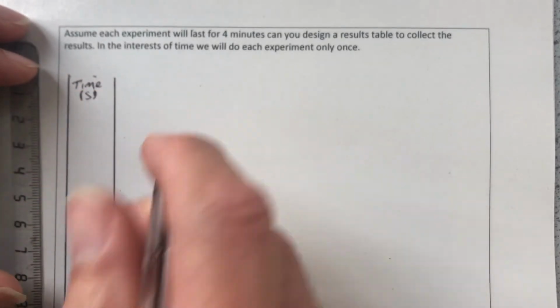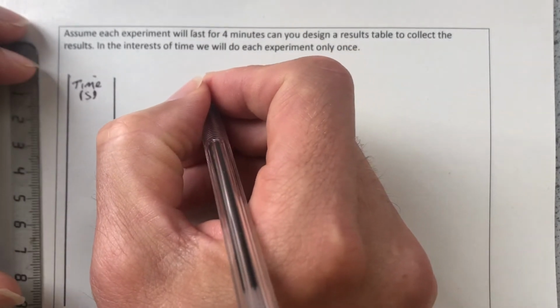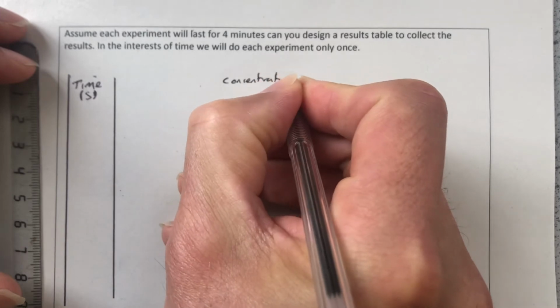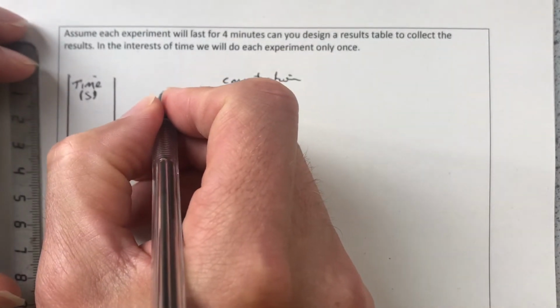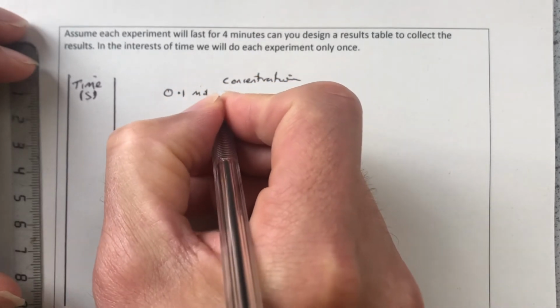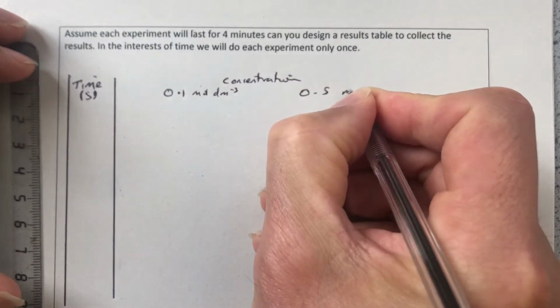Then after that, we're going to have concentration over here. So we're going to do this twice. When you do it in the lesson, you can do it 5 times, but we're going to do it twice here to keep the video a little bit short. We're going to do 0.1 mole per decimetre cubed acid, and we're going to do 0.5 mole per decimetre cubed acid.